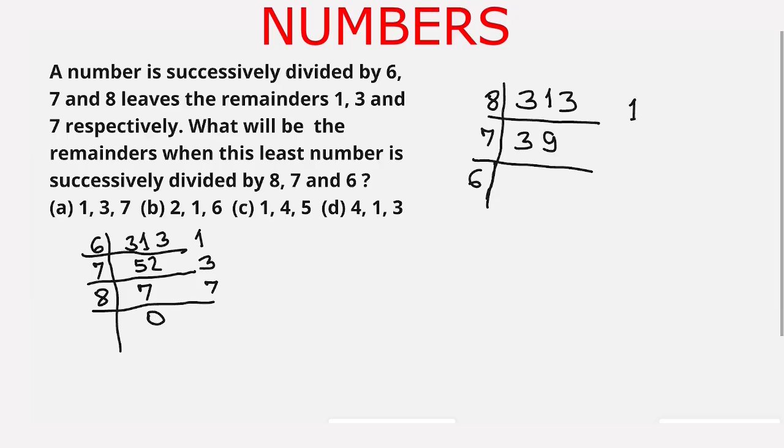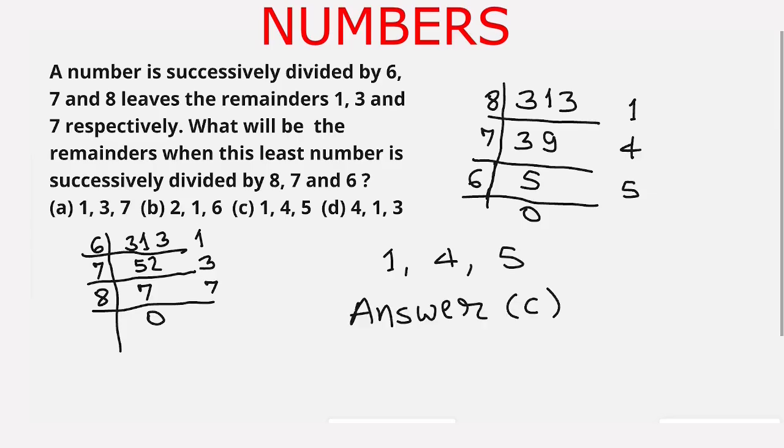Now 39 is divided by 7. It divides for 5 times. 7 times 5 is 35 and remainder is 4. Now 6 divides 5 for 0 times and remainder is 5. So our successive remainders are 1, 4 and 5. And from the given options, our answer is option C, 1, 4 and 5.